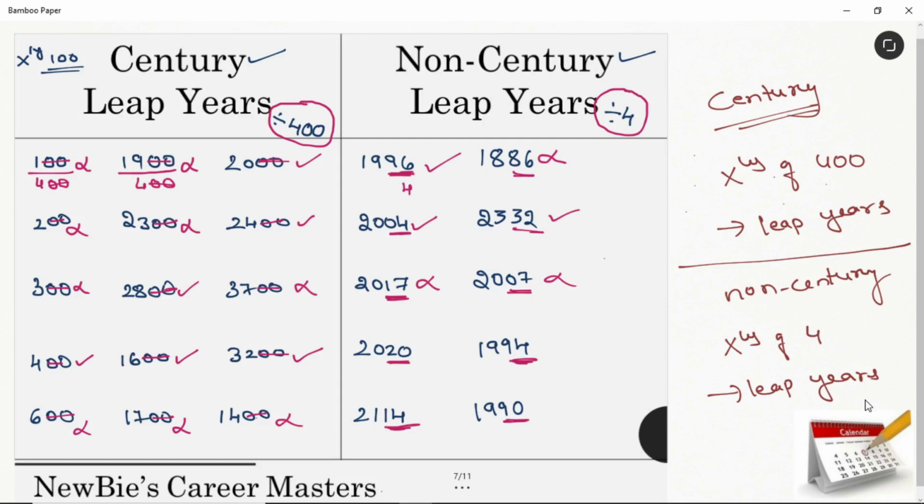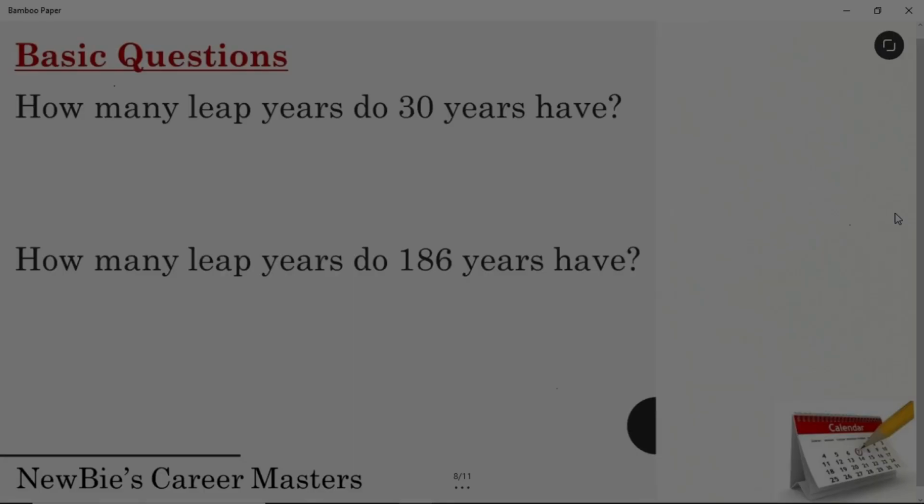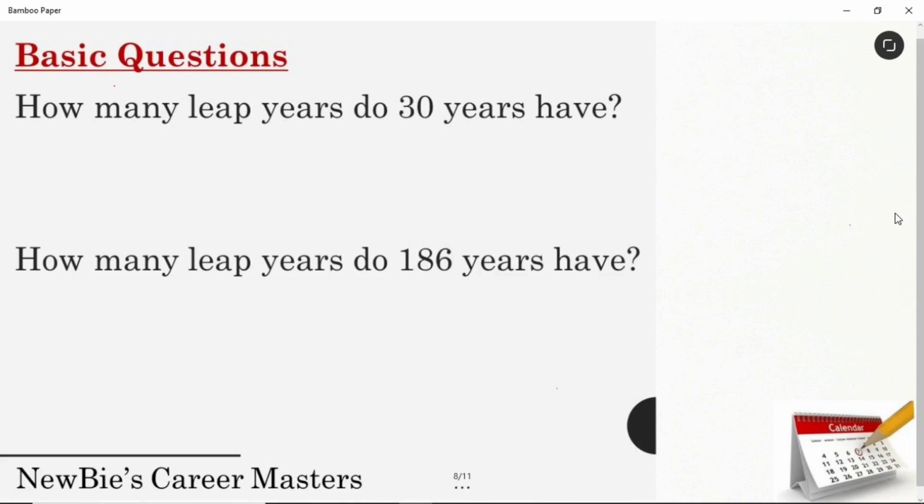That's it. Leap year concept is done. Clear? Newbies, just now we have learned the leap year concept, like century years and non-century years. If it is a century year, how to find a leap year and an ordinary year. If it is a non-century year, how to find a leap year and an ordinary year. Correct? Use the same to solve these questions.